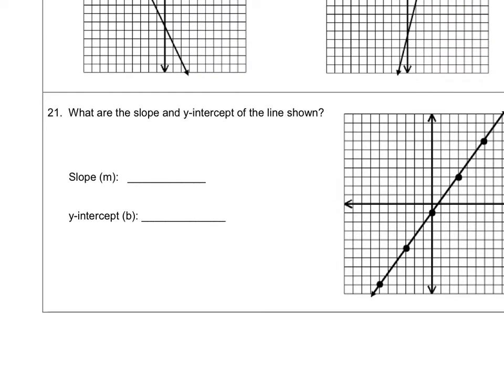21, the slope of the line shown from point to point. I go up 1, 2, 3, 4. To the right, 1, 2, 3. So my slope is 4/3. And my y-intercept, this crosses at -1.